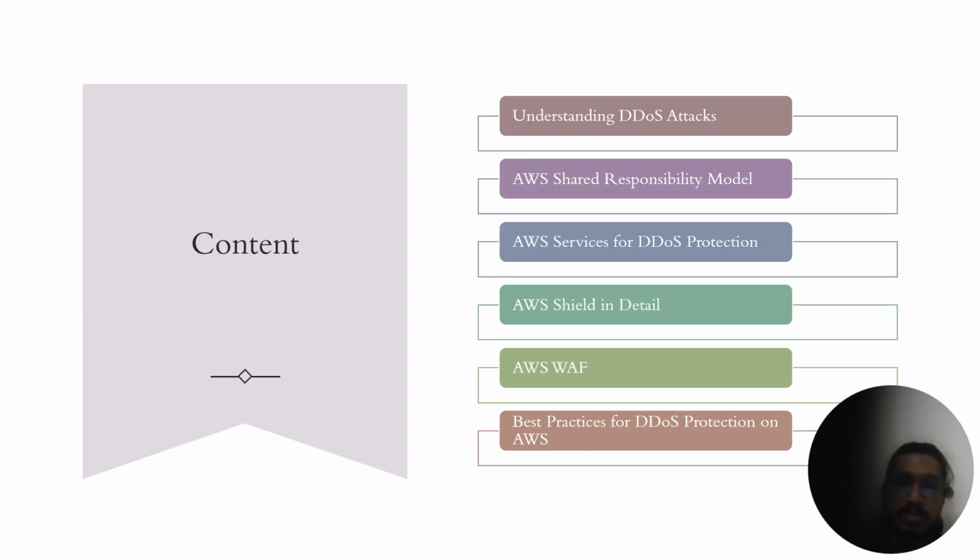And for the topics, we will understand what a DDoS attack means, the AWS shared responsibility model, AWS services for DDoS protection, AWS Shield in detail, AWS WAF, and the best practices for DDoS protection on AWS.